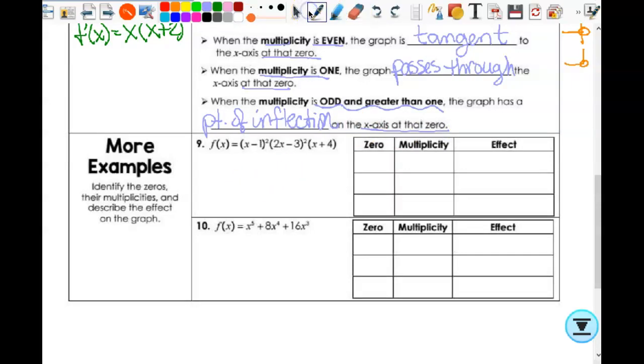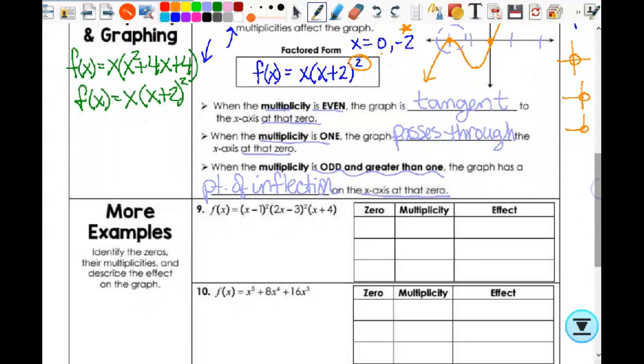Right now, if you are looking at a multiple choice situation, like when we're doing this stuff in AP Classroom, and your only options are tangent or passing through, if it has a point of inflection at the axis, isn't it also passing through? So basically all the odd ones pass through, but if it's odd and greater than 1, then it also has a point of inflection. So it could be asked a couple of different ways. If you don't have the option of point of inflection and your only option is passing through, then that would be the best answer. But a point of inflection still just passes through, it doesn't bounce back off.